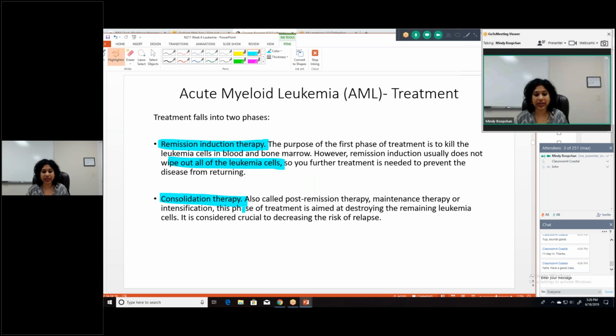So consolidation is also called post-remission therapy, or maintenance therapy, or intensification. If you see any of those words, it's the same thing. In this phase, they're aiming at destroying the remaining leukemia cells. This is crucial to decreasing relapse. If you just do the remission induction, you think you got all of it, but you don't do the consolidation, now it comes back. So this is very crucial to maintaining it.